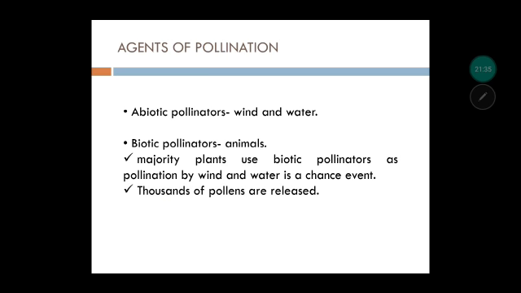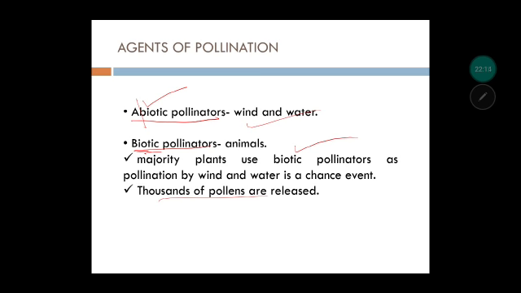Now there can be different agents of pollination, which we will discuss in the next lecture. So just an intro I am giving you here. There can be two types, abiotic pollinators and biotic pollinators. Abiotic means non-living, biotic means living. So wind and water are abiotic pollinators and biotic pollinators are animals. The majority of the plants use biotic pollinators only, and thousands of pollens are released to increase the chance of this pollination. All right.